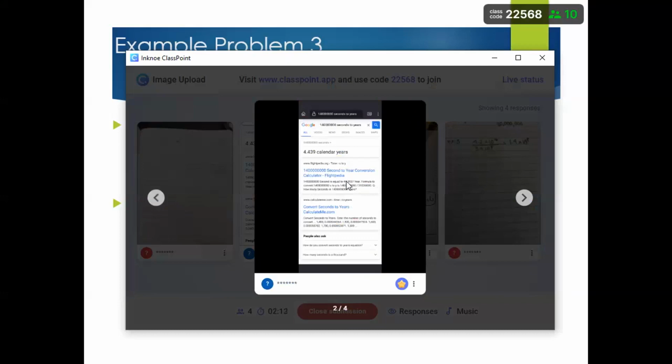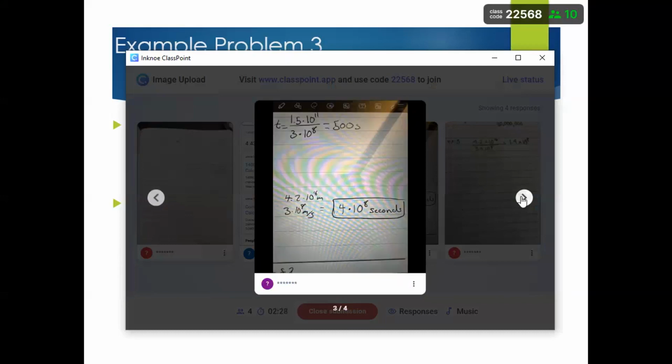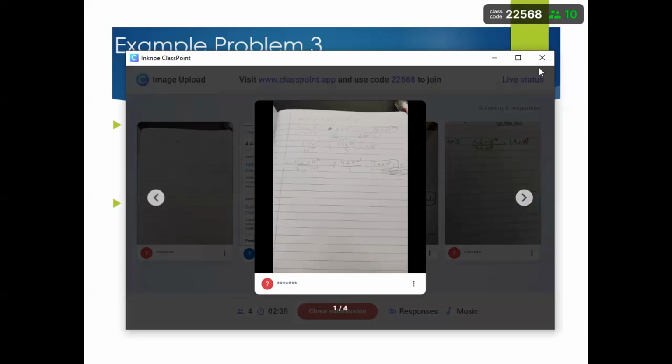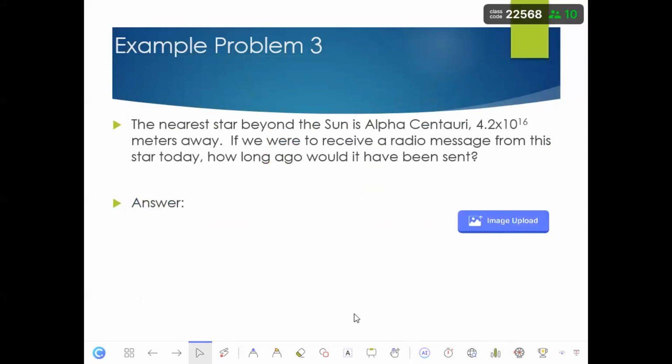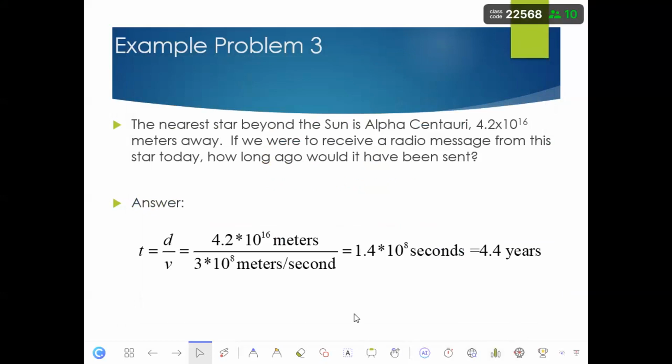So what is this? 4.43 calendar years. Yes. This is the other way to calculate. That's again 4.2 times 10 to the power of 16 meter divided by 3 times 10 to the power of 8 meter per second, which is going to be 1.4 times 10 to the power of 8 second. If you convert this to years, it's going to be 4.4 years.